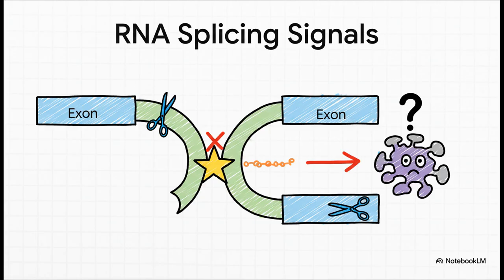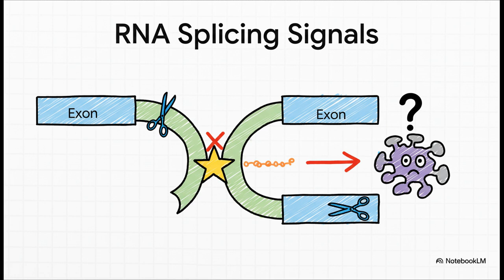So the cell's splicing machinery, the spliceosome, looks for 4 key signals in the intron to know exactly where to cut. You've got the 5' splice site, a special adenosine called the branch point, something called a polypyrimidine tract, and the 3' splice site. And here's the key thing for the exam.